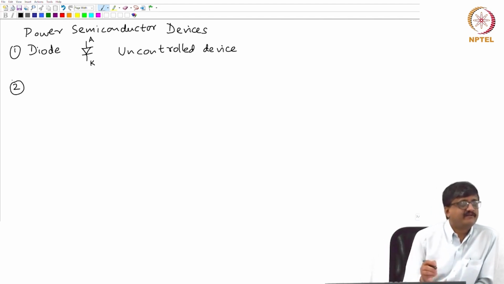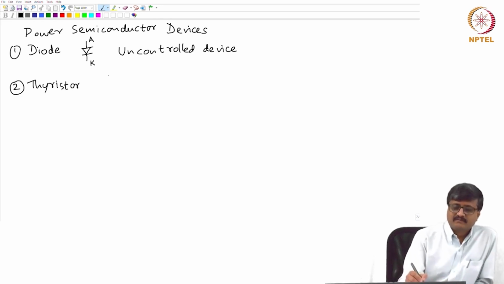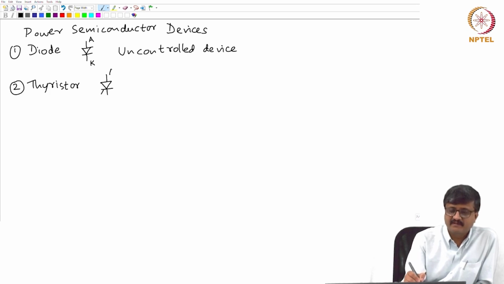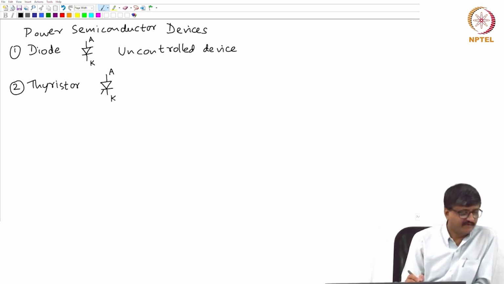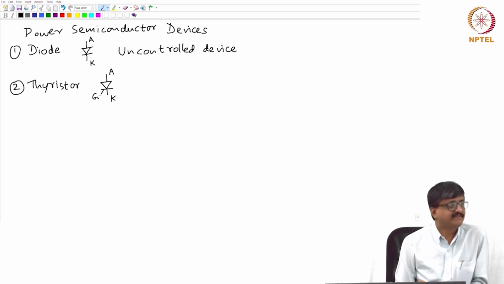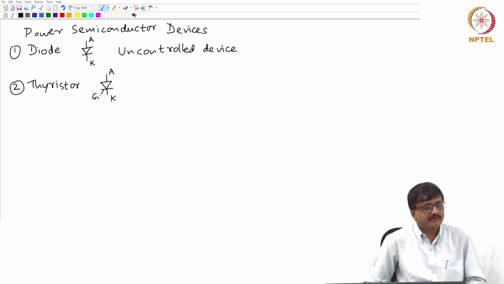The next category of power semiconductor devices is the thyristor. The symbol is similar to that of a diode, except for a minor addition, and there is an addition of a terminal as well. I have the anode and cathode terminals which are there in the diode also, and there is an additional terminal, the gate terminal. G is the gate terminal. Anode and cathode are power terminals, whereas G is the control terminal.